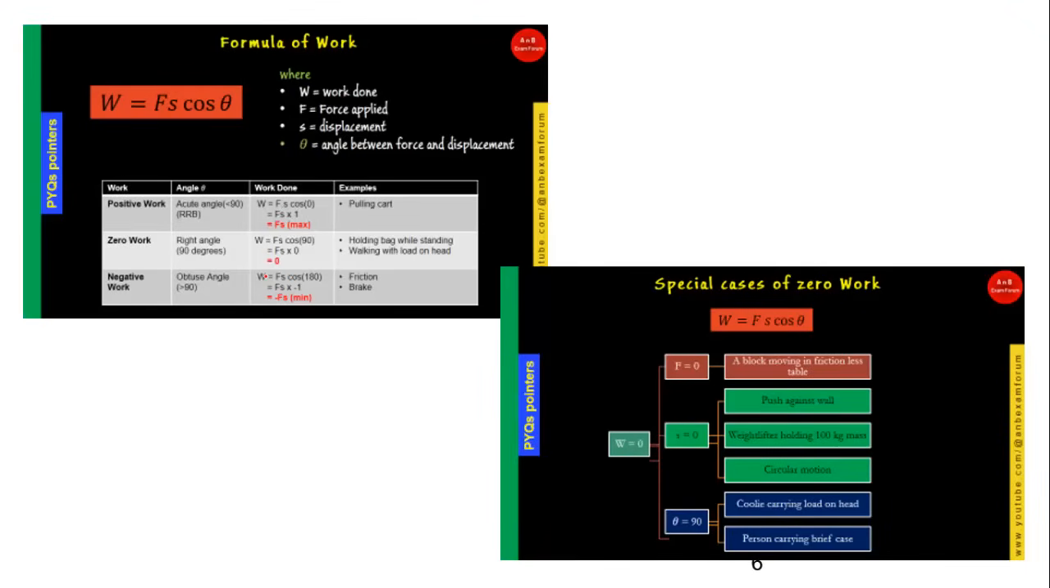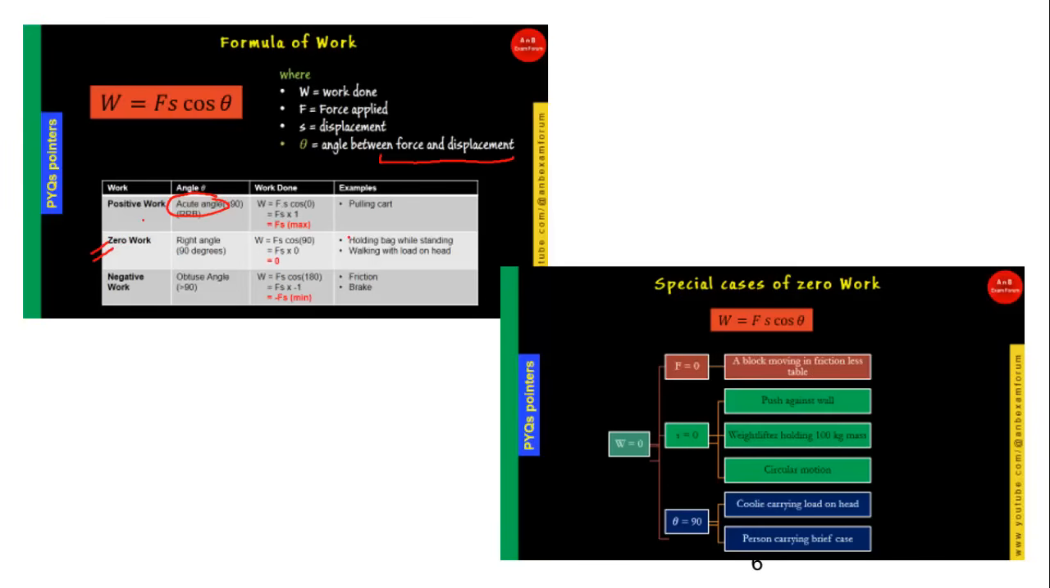So we have seen the formula of the work done. Work done is F s cos theta, or F d cos theta, where theta is the angle between force and displacement. And there are three types of work: positive work, zero work, and negative work. Positive work, if the angle is acute, if theta is less than 90, then it is positive work. If it becomes 90, that is perpendicular, then it is said to be zero work.